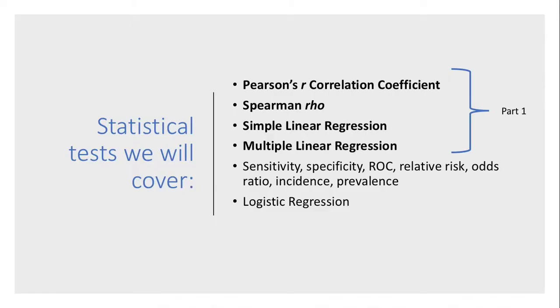In part one, we're going to go over Pearson's r correlation coefficient and Spearman's rho. Spearman's rho is the non-parametric version of a correlation when you have ordinal level data or non-normally distributed continuous data. Then we'll talk about simple linear regression, which is built on the concept of correlations, and then multiple linear regression. Next week, we will review the concepts I've listed there, and spend a fair bit of time talking about logistic regression.